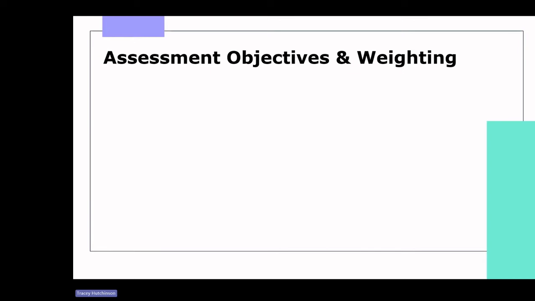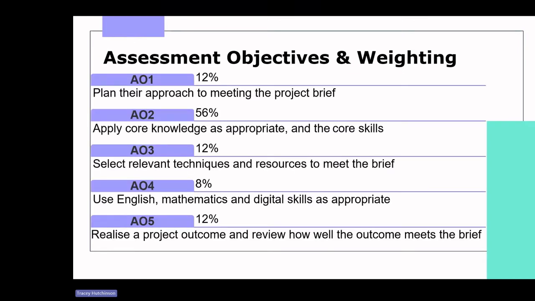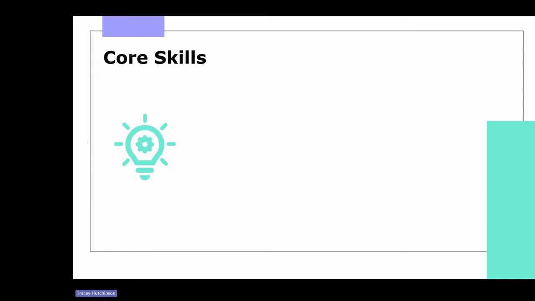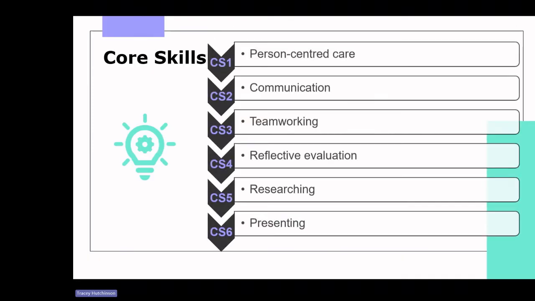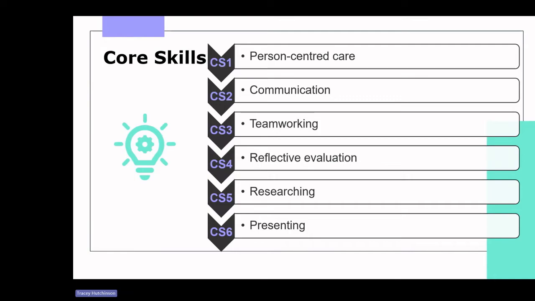Now let's delve into the assessment objectives and their weightings. So there are 5 assessment objectives for the Employer Set project, and these range from an 8% to 56% weighting, with the higher of 56% on the AO2, which is the application of core knowledge as appropriate and the core skills. The ESP assesses various core skills that are essential in the health sector. There are 6 core skills that demonstrate person-centered care, communication, team working, reflective evaluation, researching and presenting.